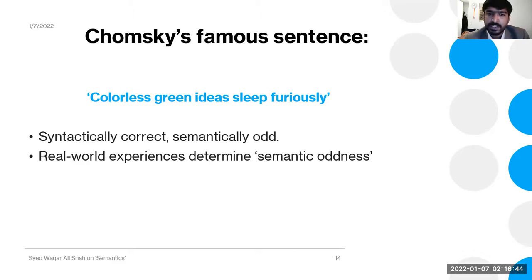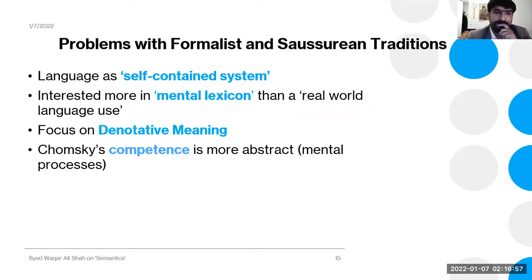So therefore, Saussurean linguistics and Chomskyan linguistics both try to confine and limit the language to linguistics as a science, not outside linguistics. Now, if we look at these two schools of thought, there are some problems that emerge. For example, both of them, be it a formalist tradition or a structural tradition in linguistics, look at language as a self-contained system. They don't see the possibility of other sciences influencing language itself, influencing linguistics itself as a science. They look at language as a self-contained system, and therefore they are more interested in mental lexicon.